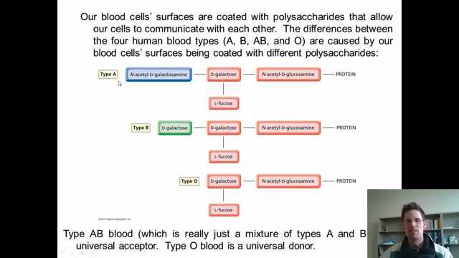If you tried to give type A to a person with type O blood, their body would see this extra N-acetyl-D-galactosamine as a foreign invader and would not accept it. Similar would occur with type B. So once again, that explains why someone who has type AB blood is a universal acceptor, and someone who has type O blood is a universal donor.